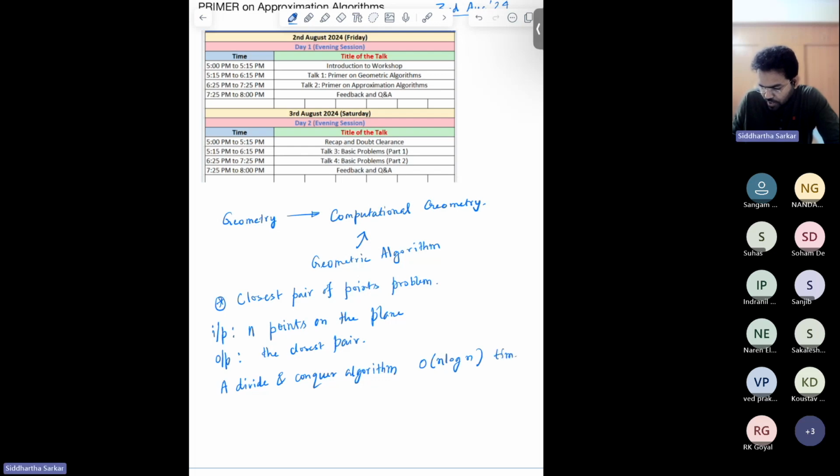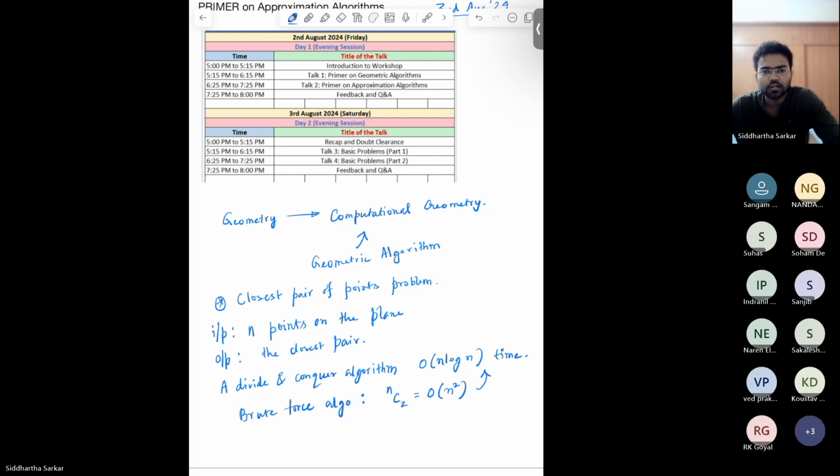So we spent some time to get to this algorithm, whereas the brute force algorithm is computing the pairwise distance for every pair, and since there are n choose 2 pairs, the running time is order n squared. So the divide and conquer is an improvement over order n squared, right?